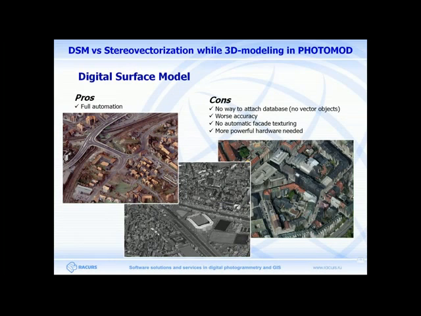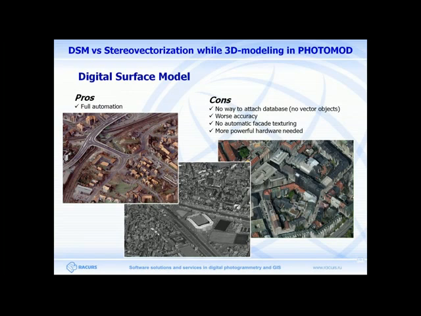The main disadvantages of stereo vectorization are a lot of manual work. The process of tracing and texturing, even in semi-automatic modes, takes a lot of time, and there is no automatic texturing. At the moment, you can automatically apply texturing only on roofs.